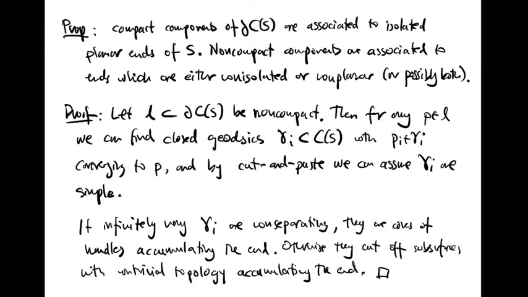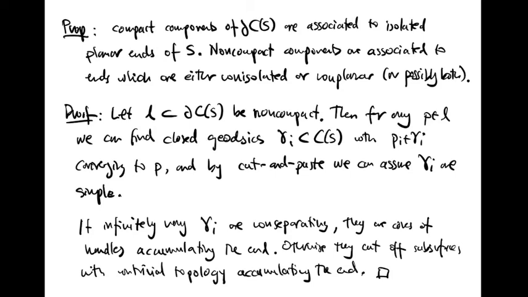Let's prove this. A compact component of the boundary of the convex hull cuts off a cylinder, which is an isolated planar end. So we really just need to look at the case of the non-compact components. Let L be a non-compact component. For any point P on L, we can find closed geodesics, gamma I, contained in the convex hull of S, with points on them, P sub I, that converge to P.